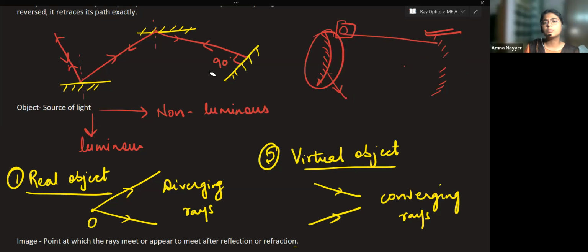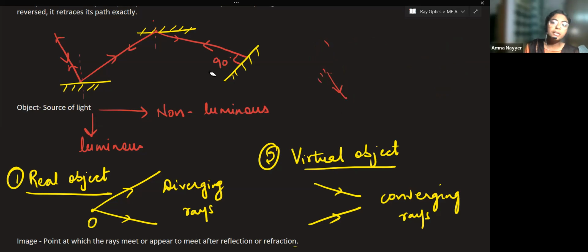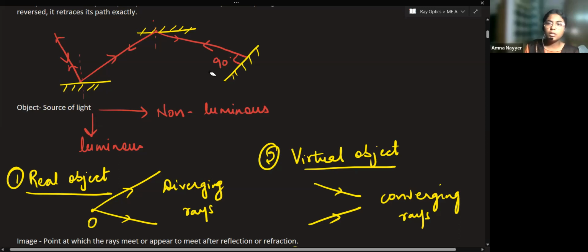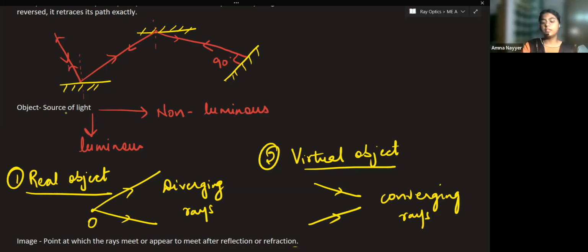You can understand virtual objects like this: if the image is formed behind the mirror, then that virtual image will become a virtual object. Also remember, the rays of a virtual object will be converging. They'll converge at a point. You would see that through ray diagrams, but there is no need to do that. If it comes in your exam, directly write the statement. This will come in application-based questions only.